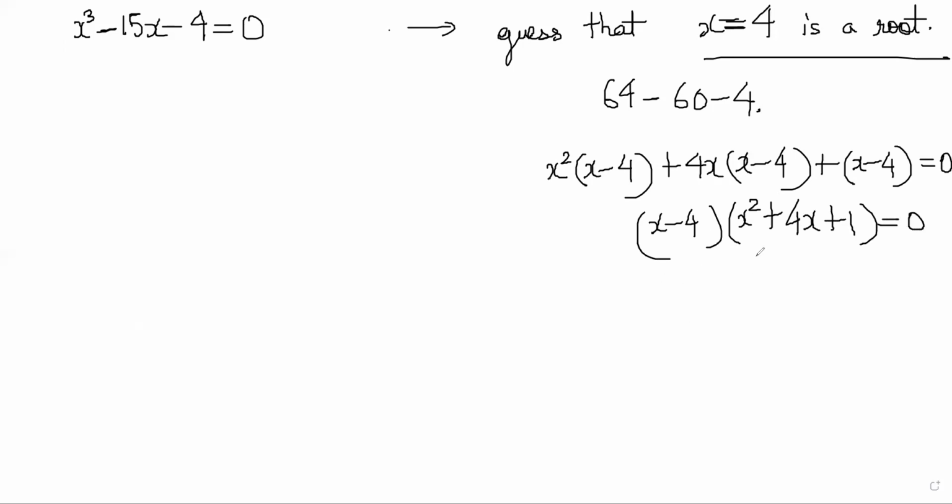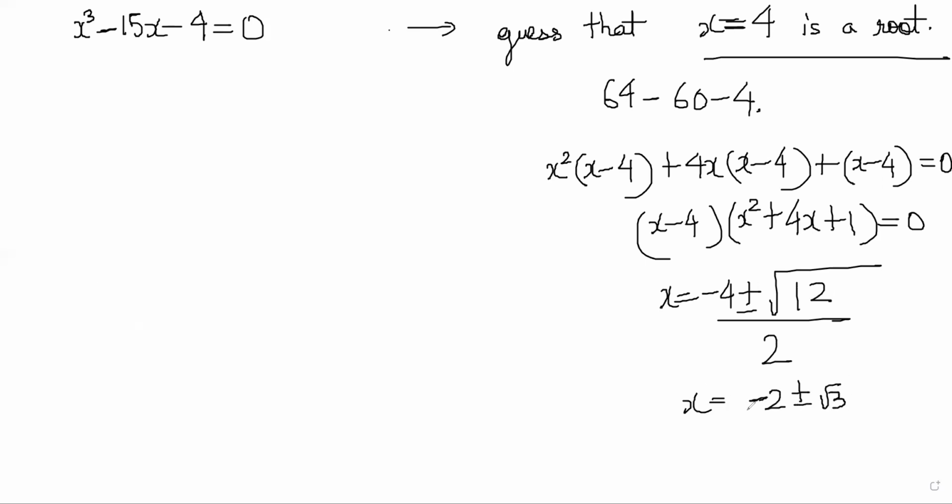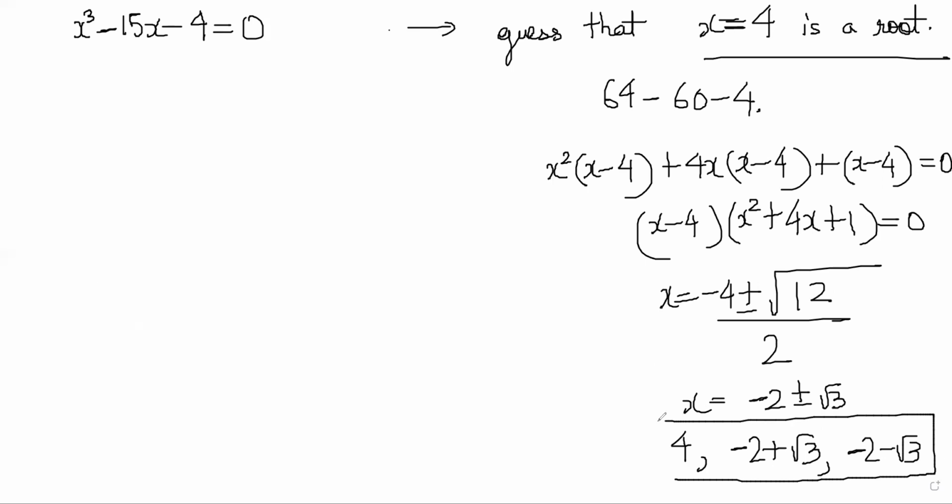So x is equal to 4 is one root and x is equal to minus 4 plus minus root of b square minus 4ac, 16 minus 4, so root 12 by 2. So you get x is equal to minus 2 plus minus root 3. So the roots are basically 4, minus 2 plus root 3 and minus 2 minus root 3. These are my 3 roots of this cubic, right? If I have not made any calculation mistakes. That's 4 plus 16. Yeah, it's correct, I think.